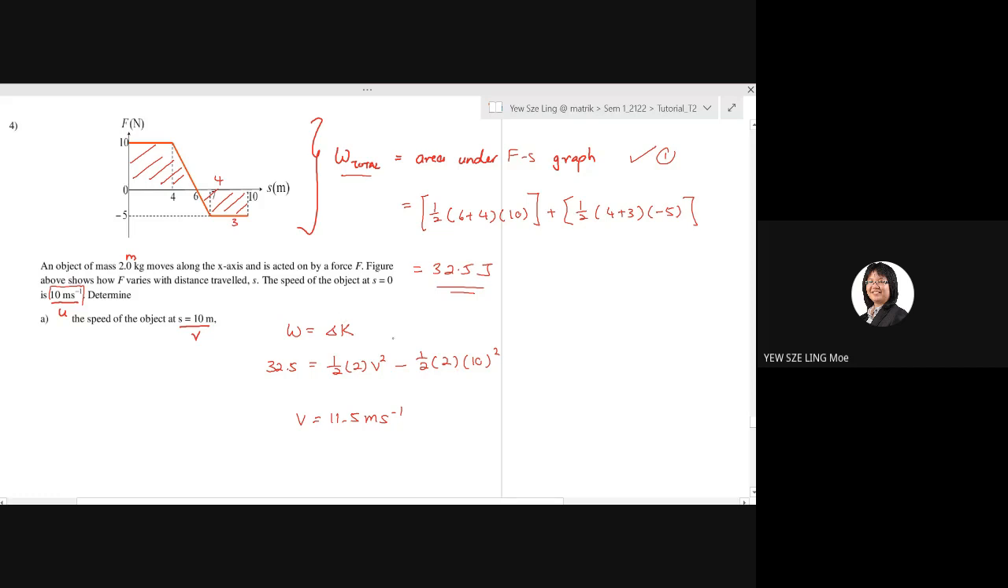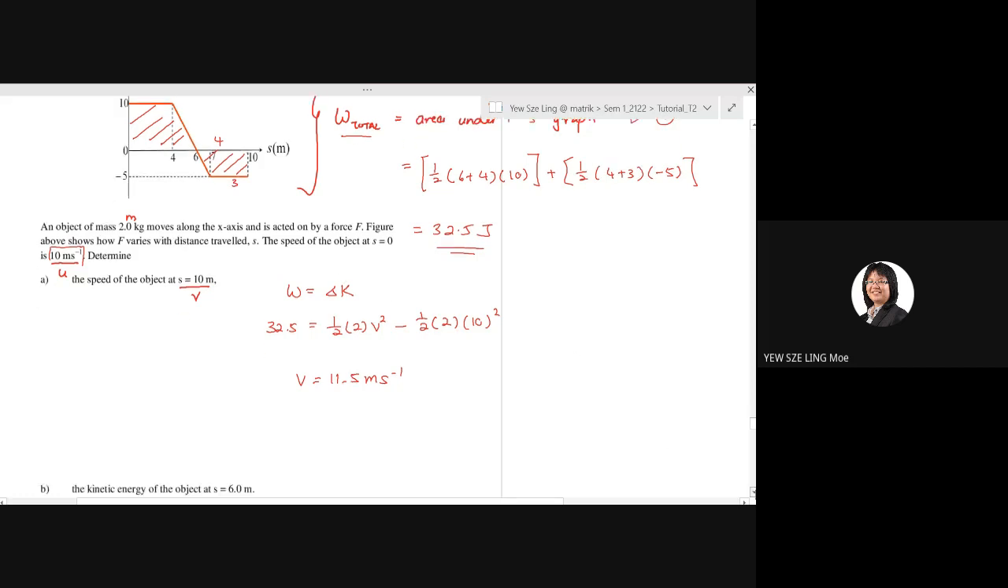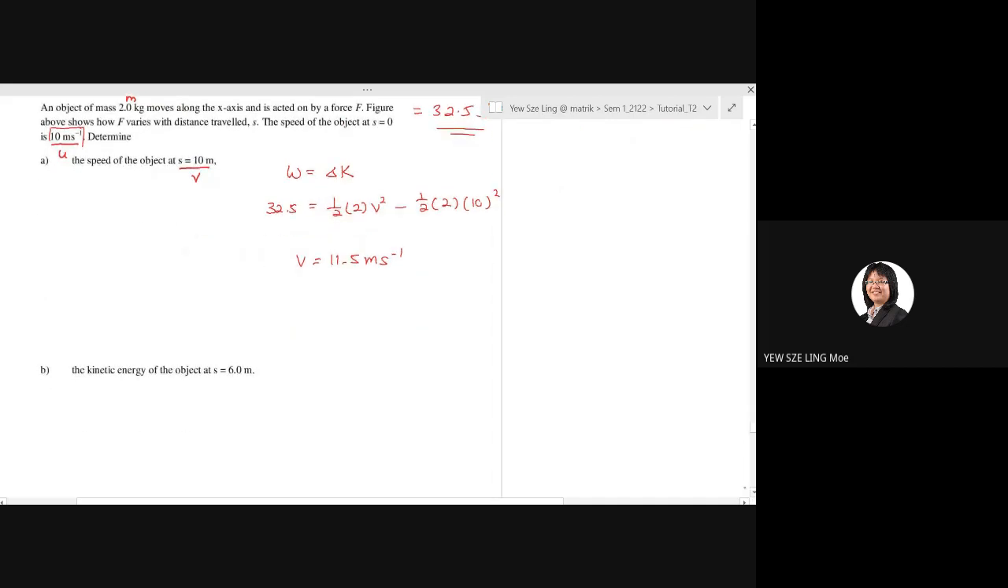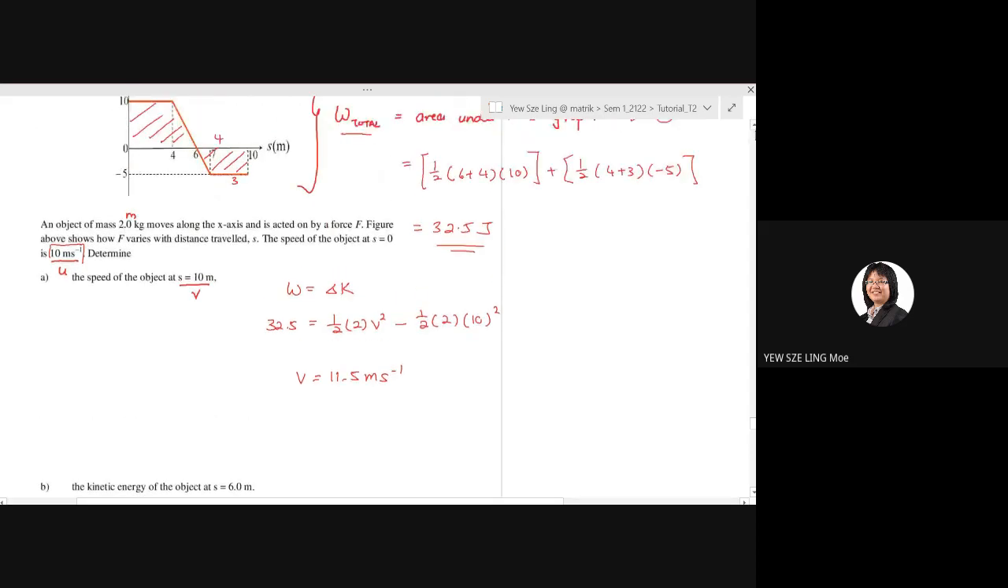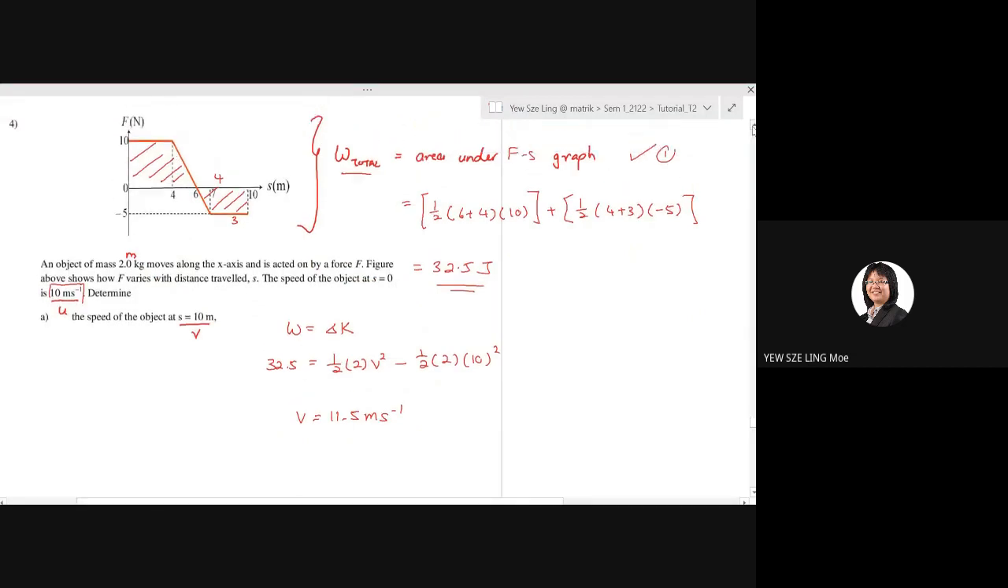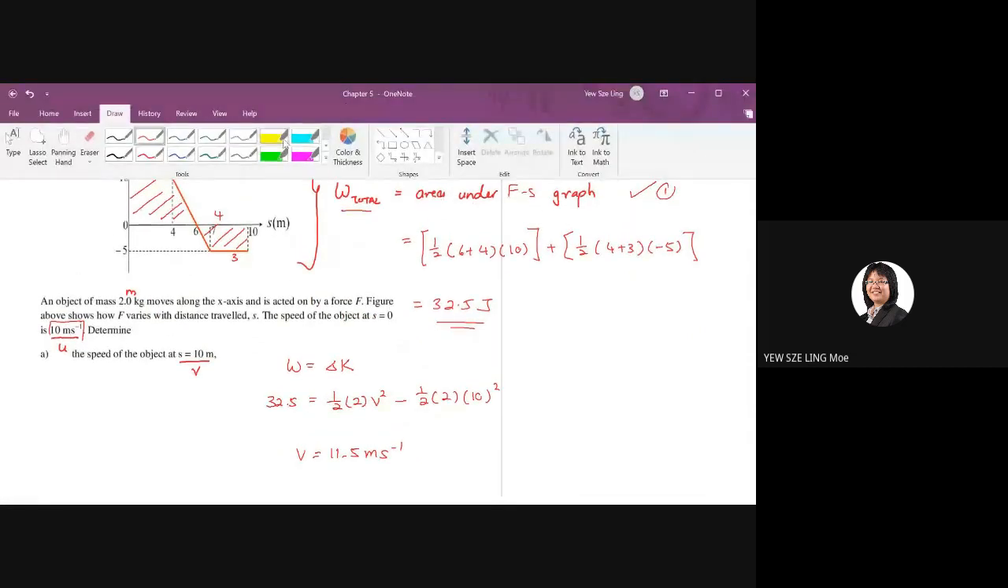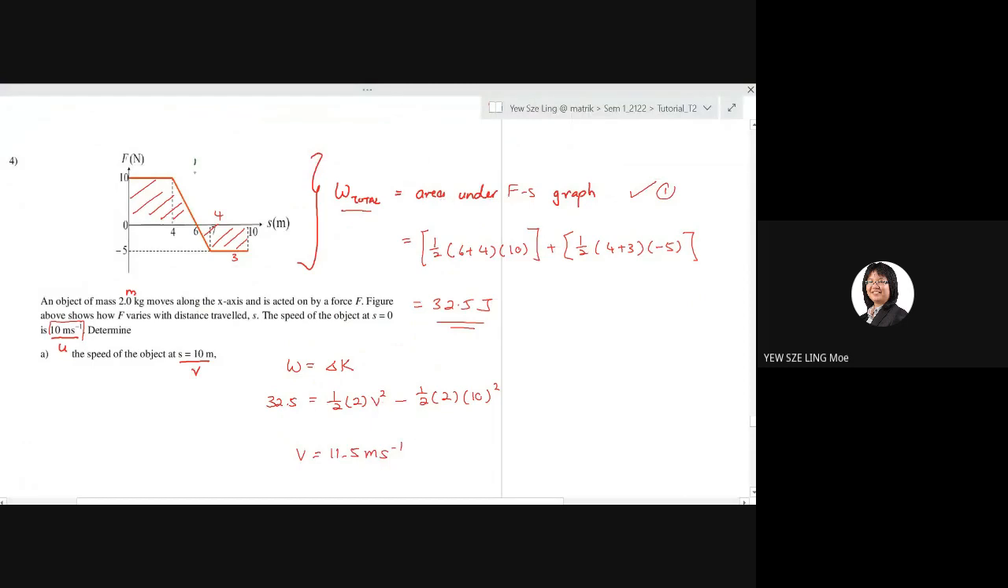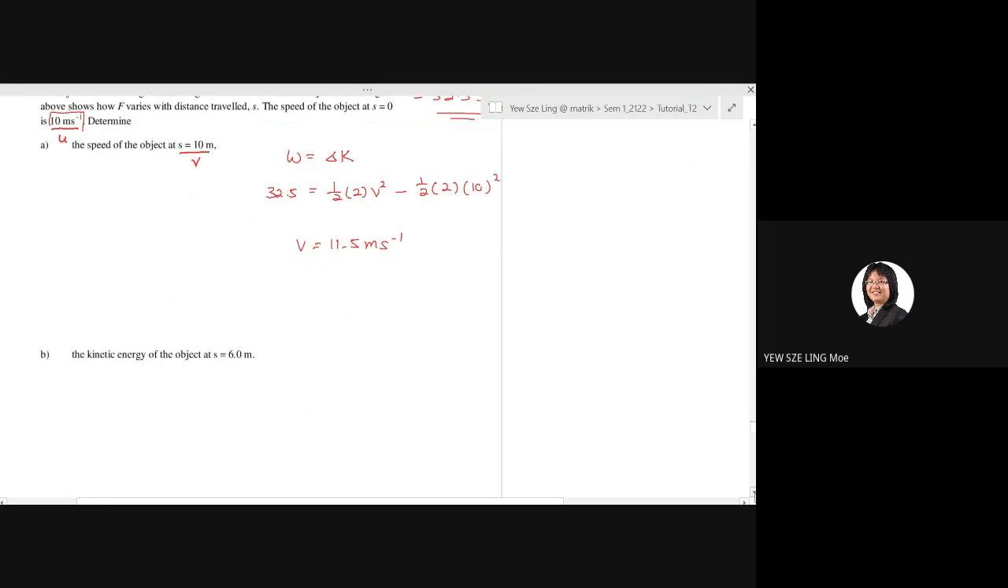Okay, so next. The kinetic energy of the object at 6 meter, okay, S equals to 6 meter, which tells us it wants the graph until 6 meter only, okay, so the information it wants is until this point. So the question is just this part, okay, the first trapezium. So we are going to ignore the second trapezium.